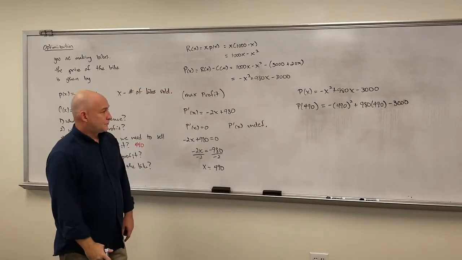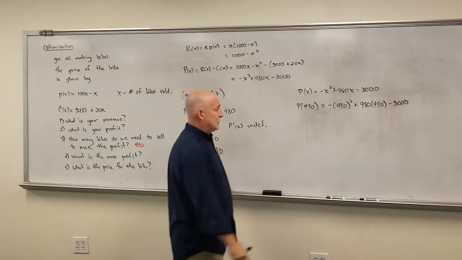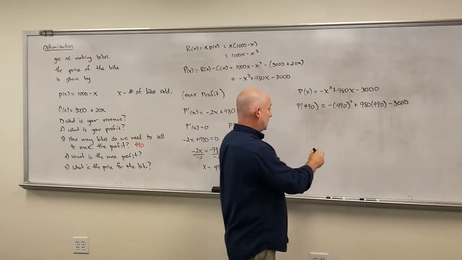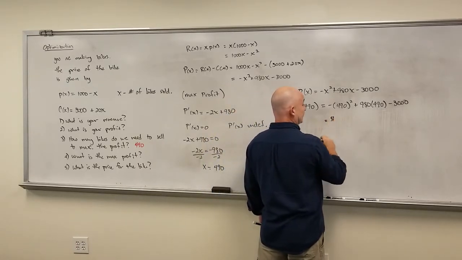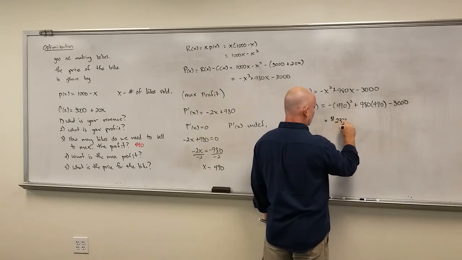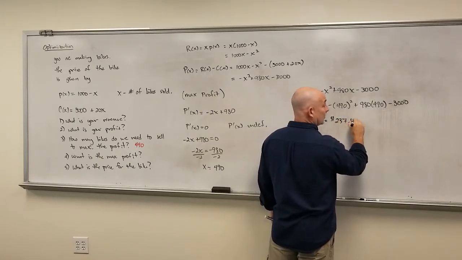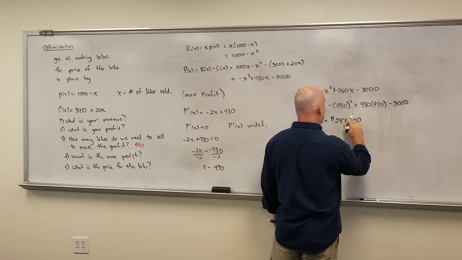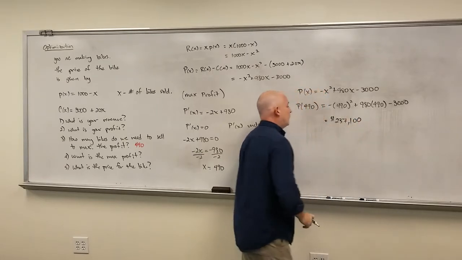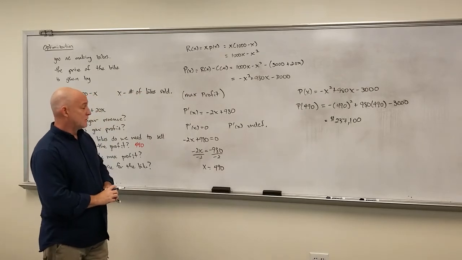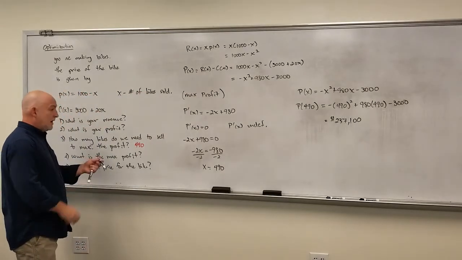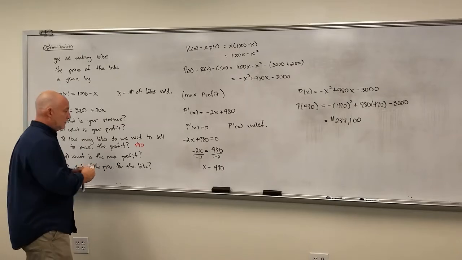Okay, so grab yourself a calculator. I cheated, by the way. You can't see it, but I actually wrote the answer over there because I knew I wouldn't be able to do that in my head. $237,100. So if we sell 490 bikes, that's how much money we're going to make. So that's our answer here. What's our maximum profit?